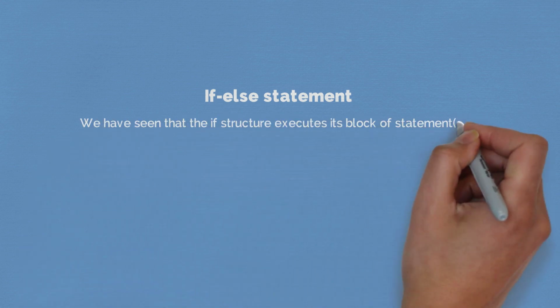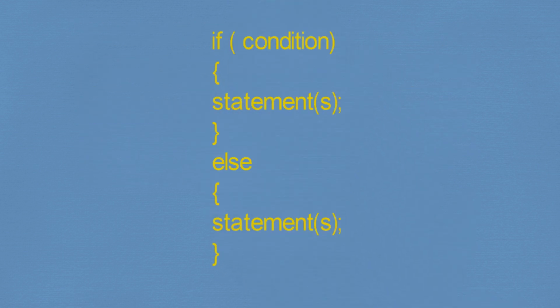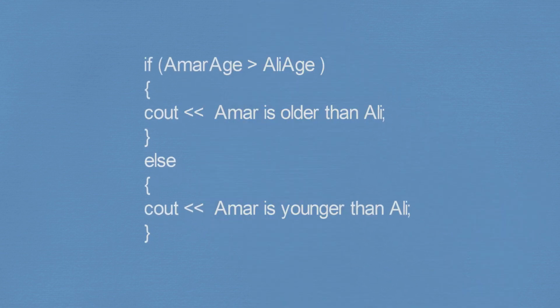We have seen that the if structure executes its block of statements only when the condition is true, otherwise the statements are skipped. The if else structure allows the programmer to specify that a different block of statements is to be executed when the condition is false. The structure of the if else selection is as follows. Thus using this if-else structure, we can write the construct of our previous program as follows.